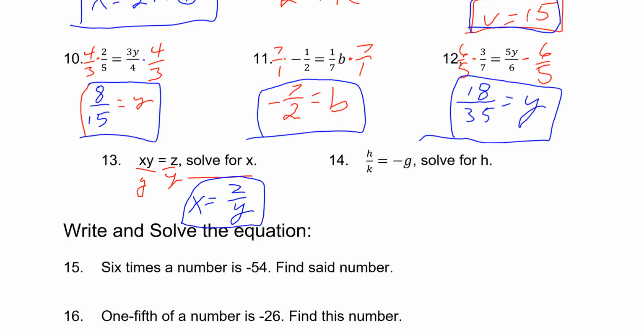Now, this one says to solve for h. In order to solve for h, we got to multiply both sides by k. And that's going to leave me with h equals negative g times k. And that's all that I'm left with. And that's it. It's that simple. Alright. Let's keep on moving.